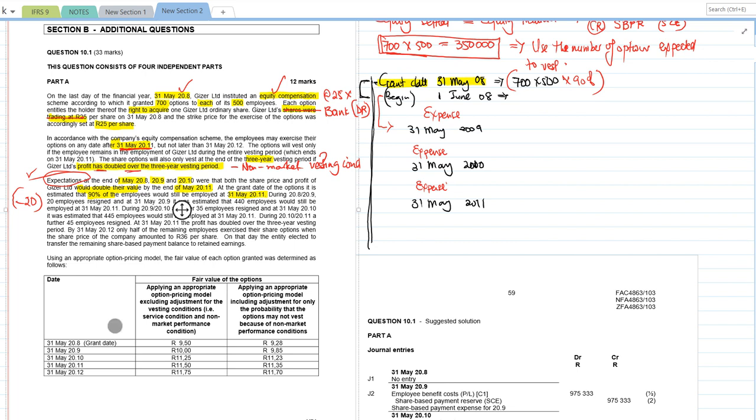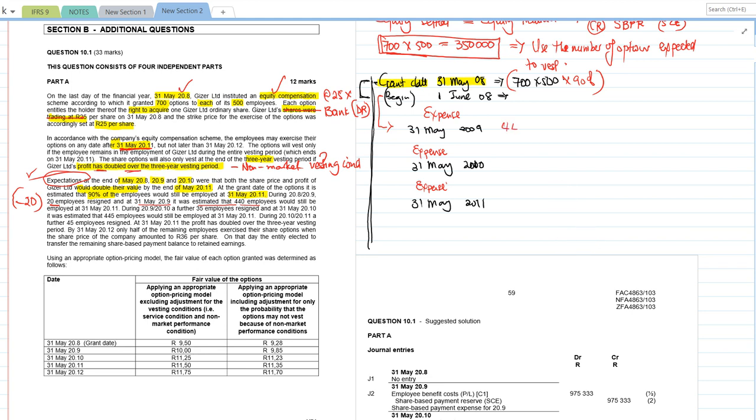So 20 employees have left, resigned. And at the end of 31 May 2009, it was estimated that 440 would still be employed. So I need 440 because that's the estimate expected to vest. So on this date, I need 440.